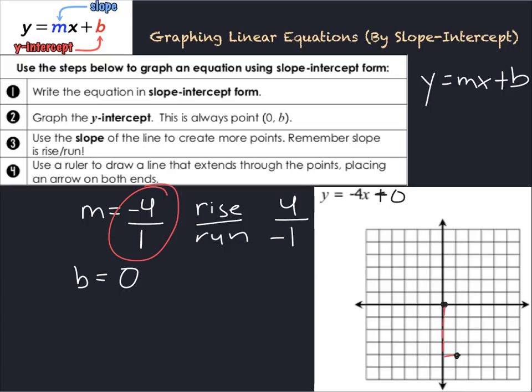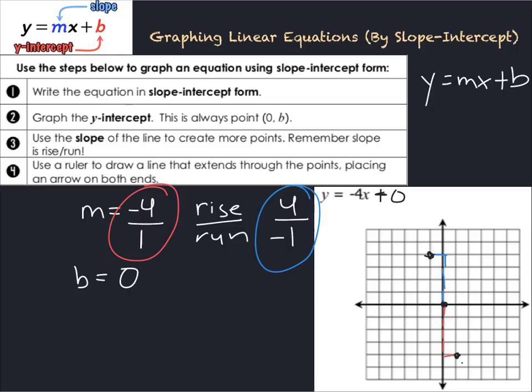But if we do it using this slope, this time our rise would be +4. So we'd go up 1, 2, 3, 4. And our run would be -1. So our ordered pair would be right here. And you need to know how to do it both ways. Make sure you know how to do it both ways.